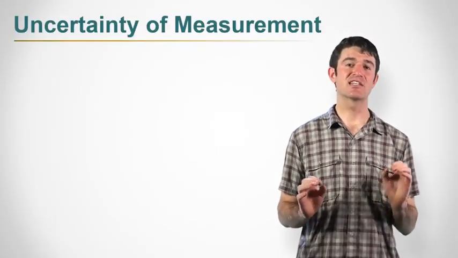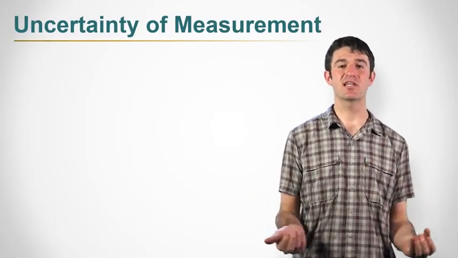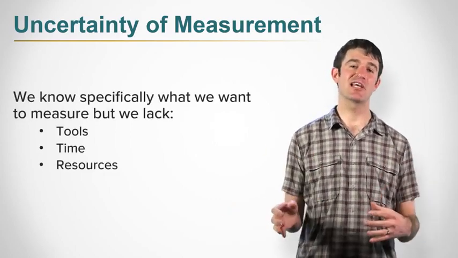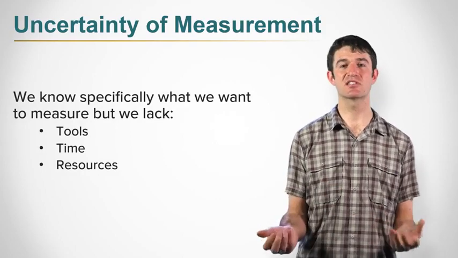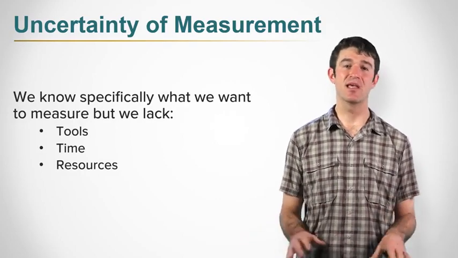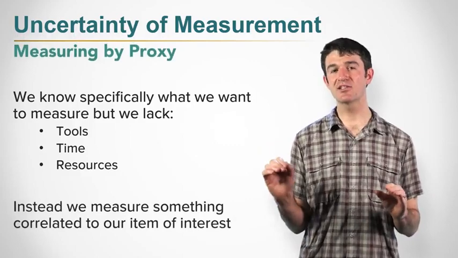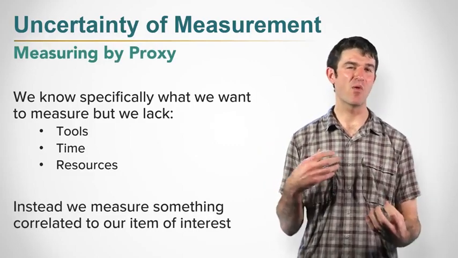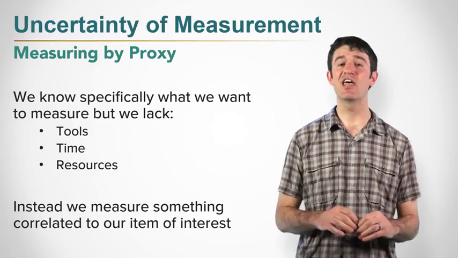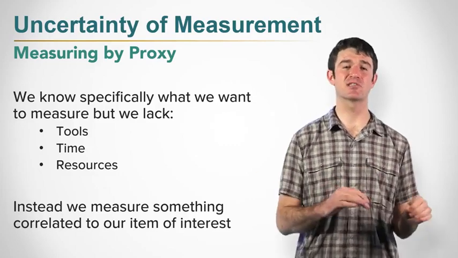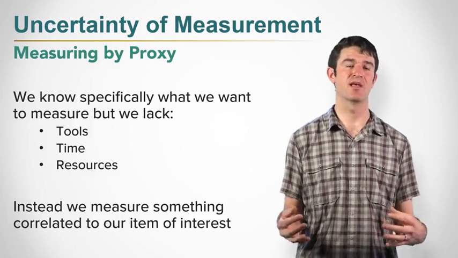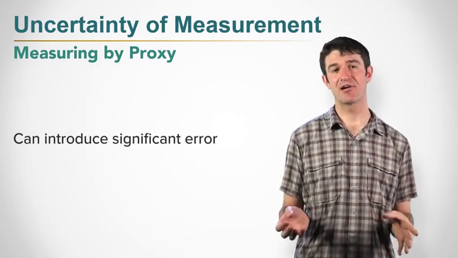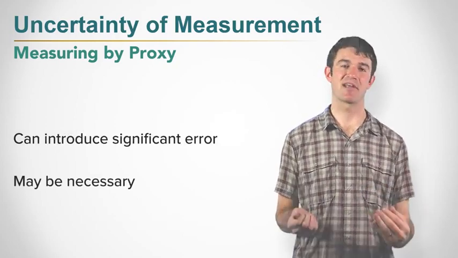Taking this uncertainty in conception even further, let's consider the case that we know what we want to measure, but we don't have the instrumentation, the time, or the resources to study our item of interest directly. Instead, we measure something else that we have the ability to measure and that we know to be correlated in some way with our item of interest. Then we use that information to make inferences about the phenomenon of interest. Think of it as measuring something by proxy. It can introduce significant error, but it can also be very necessary.